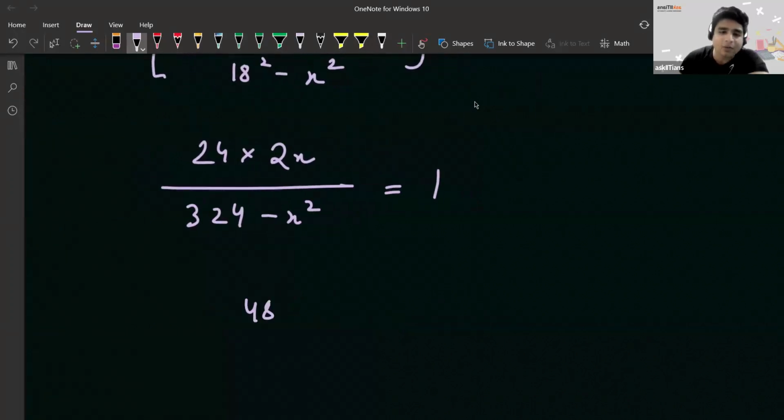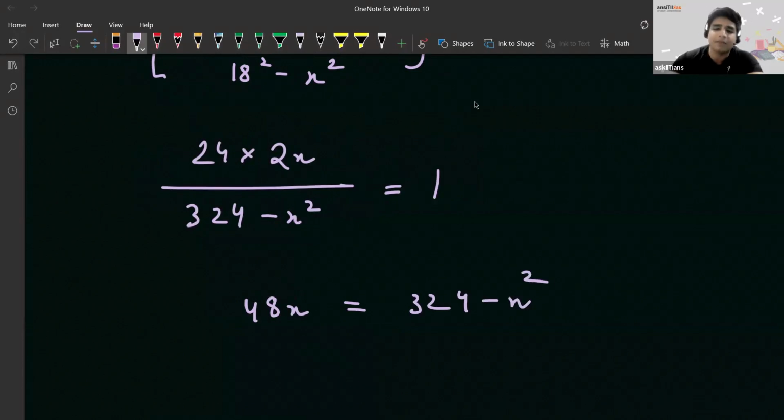Yes. And this is going to be 48x upon, now I will send this to the other side, 324 minus x square to the other side, 324 minus x square. I hope it is very, very clear to you all. Please tell me yes or no, everyone. Any doubts till this point?